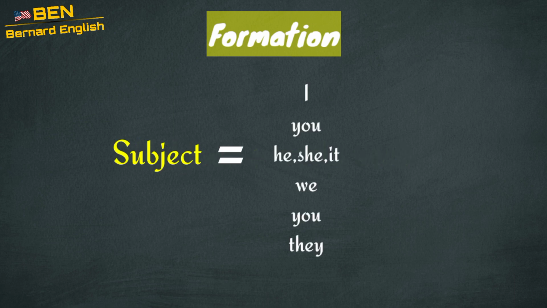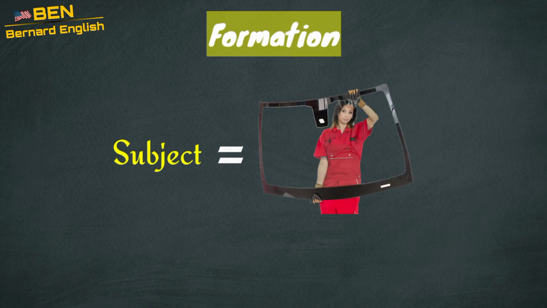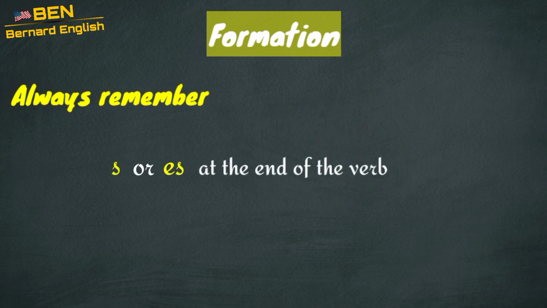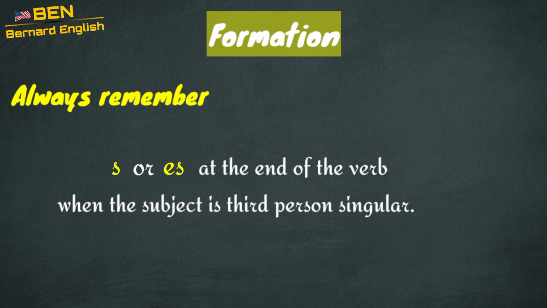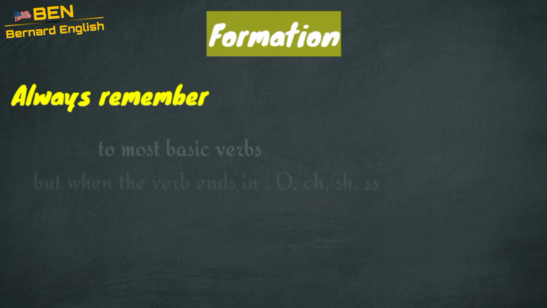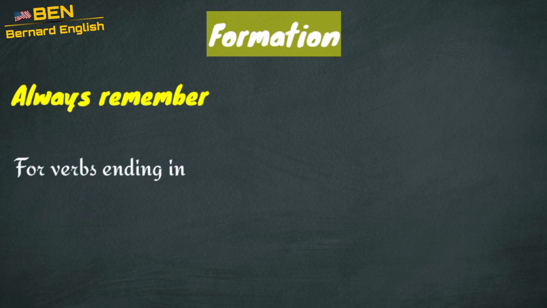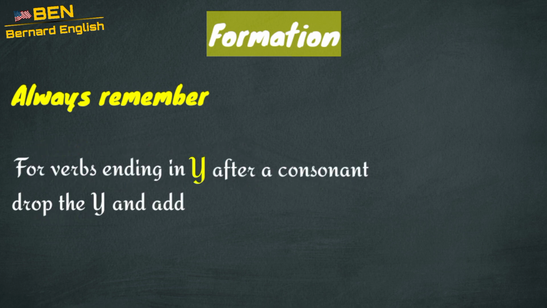This subject can be a personal pronoun, or it can be the name of a person, an animal, or a thing. Always remember to add s or es at the end of the verb when the subject is third person singular. We add s to most basic verbs. But when the verb ends in o, ch, sh, ss, add es. For verbs ending in y after a consonant, drop the y and add ies to it.